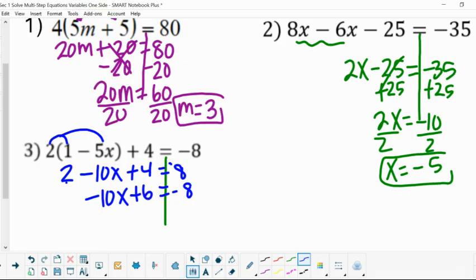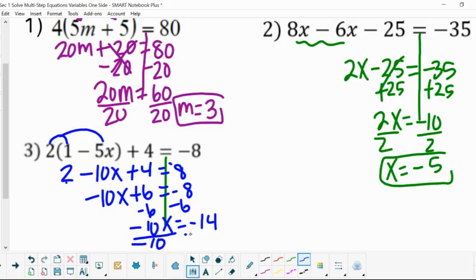Okay, Macy, what do I do now that I've got x ready to go? Minus 6. Good. Minus the 6 first. Undo the adding or subtracting first. You guys, what's negative 8 minus 6? Negative 14. Negative 14. Okay, how do you finish it off?